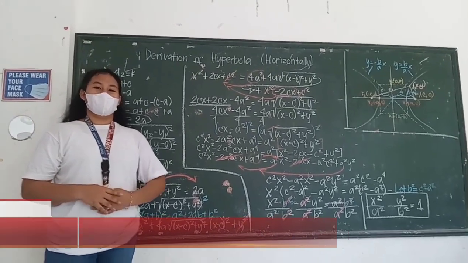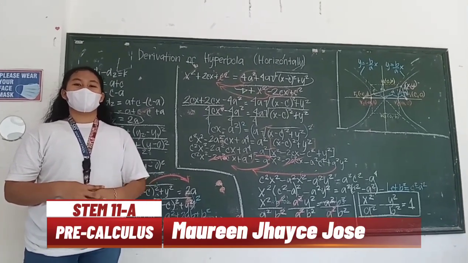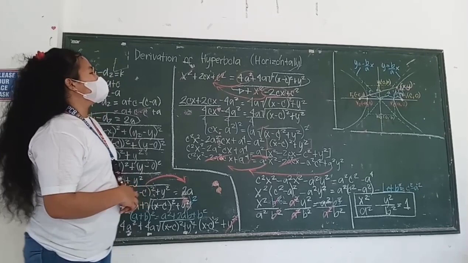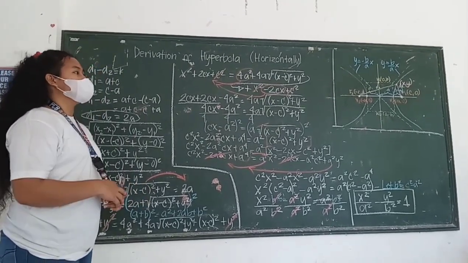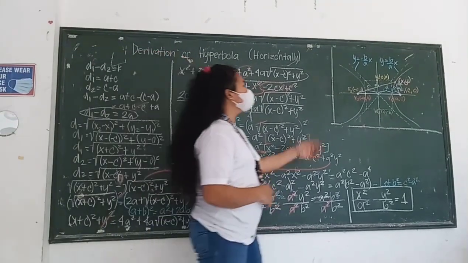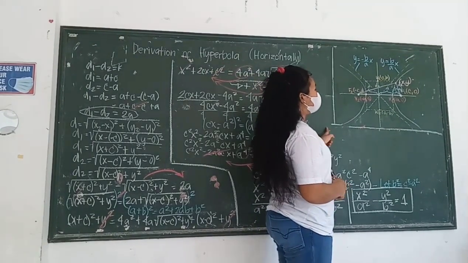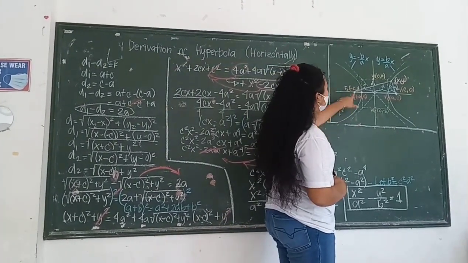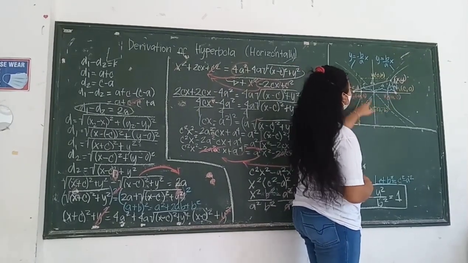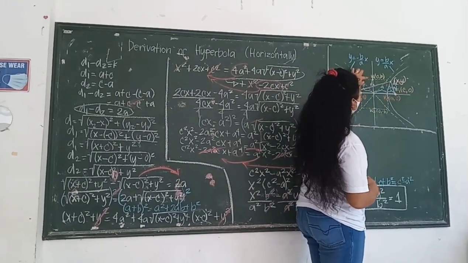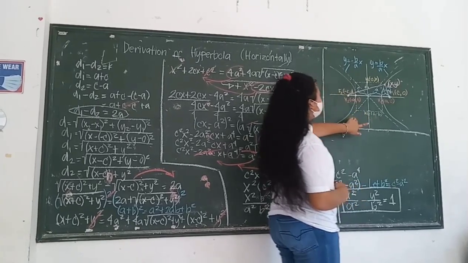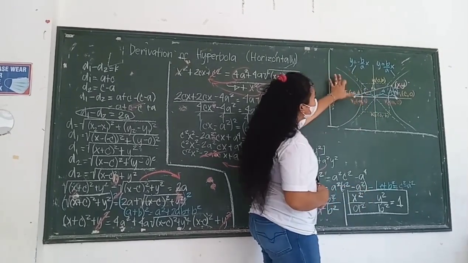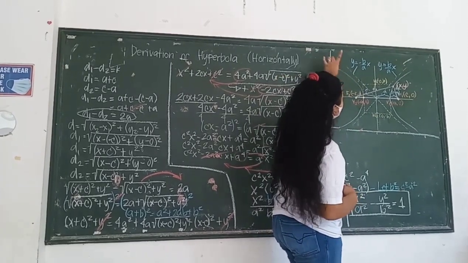Hello everyone, I'm Omar from STEM 11A and I will show you how to derive the equation of the hyperbola. To start with the horizontal hyperbola, we have these graphics here. Let us determine the parts of the hyperbola first. We have here the foci, the vertices, and the co-vertices. The co-vertices weren't really necessary, but we put them there so we can have the equation of the asymptotes.